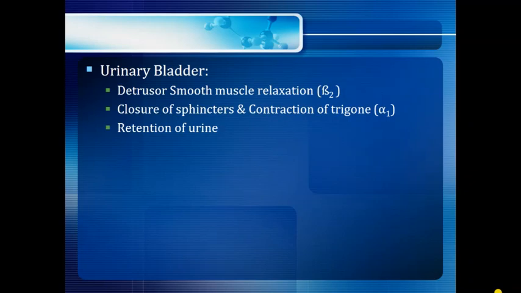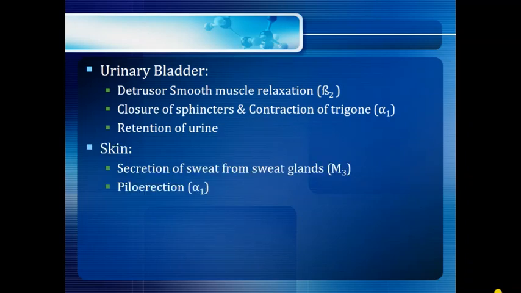Action on urinary bladder: detrusor smooth muscle relaxation occurs because of the beta-2 action. Closure of sphincters and contraction of the trigone occurs because of the alpha-1 action, and there will be retention of urine. What is the action on the skin?